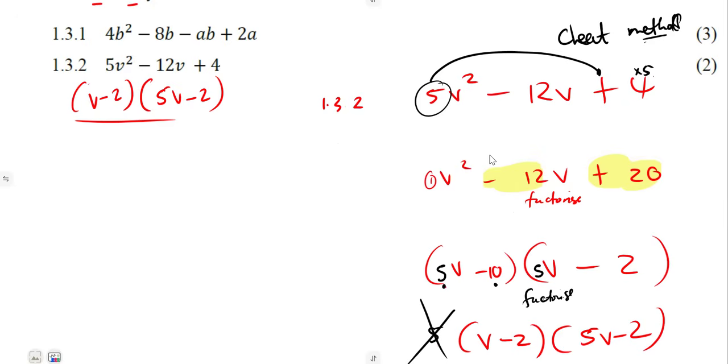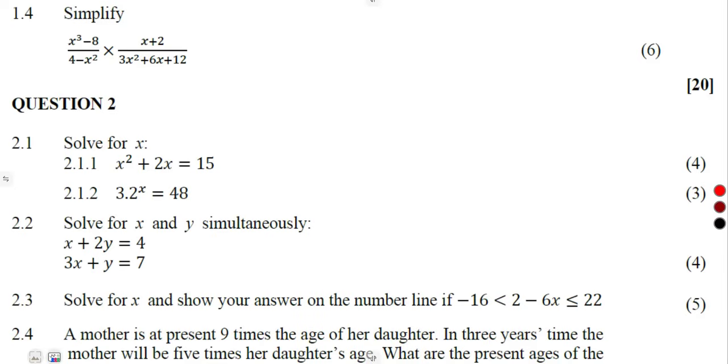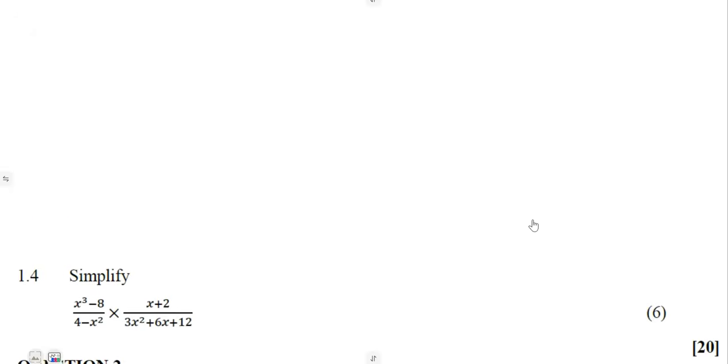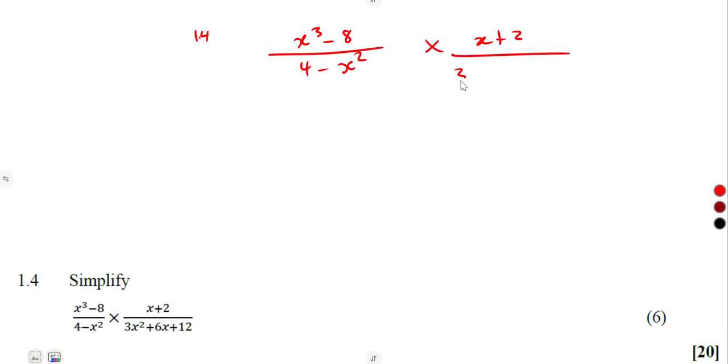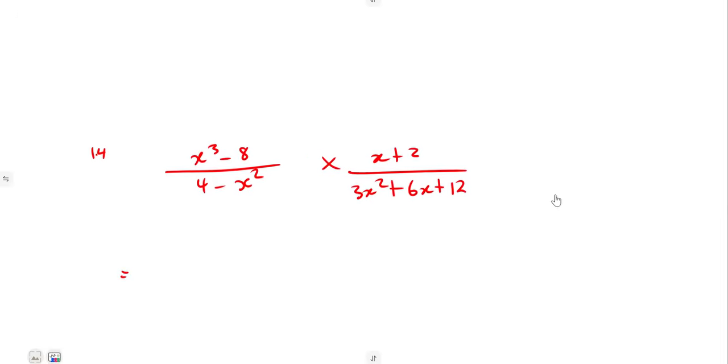If you know that, please apply the way that you understand, all right? The way that you understand. Let us consider 1.4. It was to simplify this, all right? 1.4: (x cubed minus 8) over (4 minus x squared) times (x plus 2) over (3x squared plus 6x plus 12). All right. We need to do some factorizations here, simplifications.